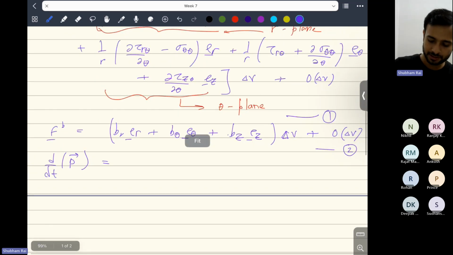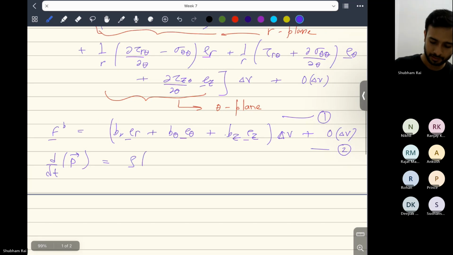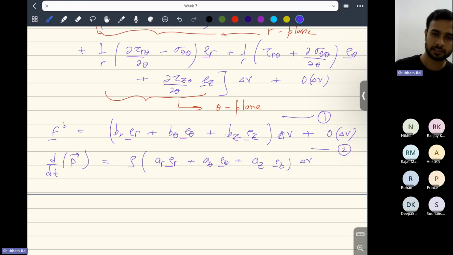So rho will remain as it is, and acceleration will have three components, that is radial component plus angular component plus z component. And delta V is the volume of the small cylindrical element that we have taken. And then higher order terms of delta V will be there. So this is the third term.